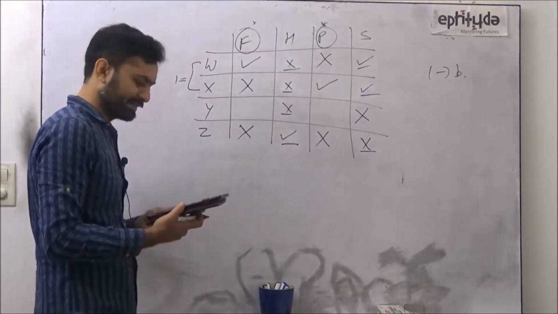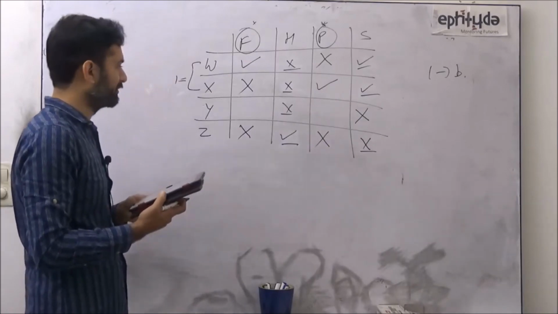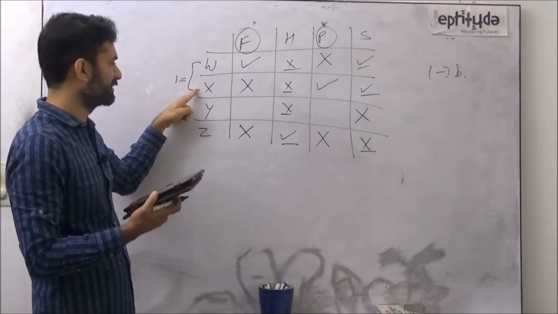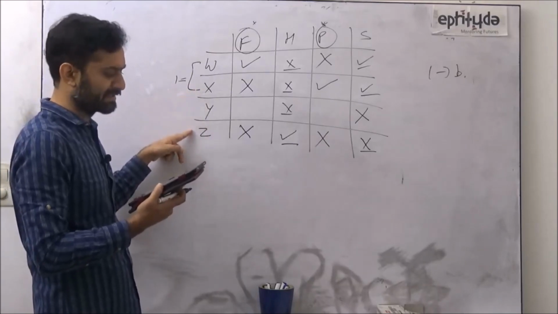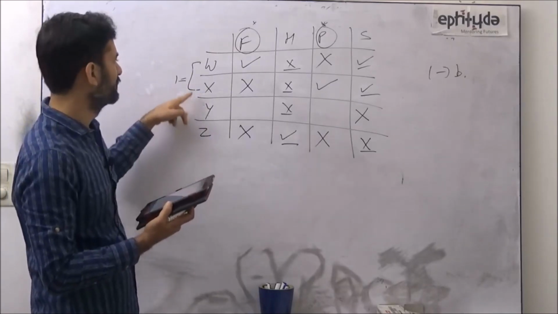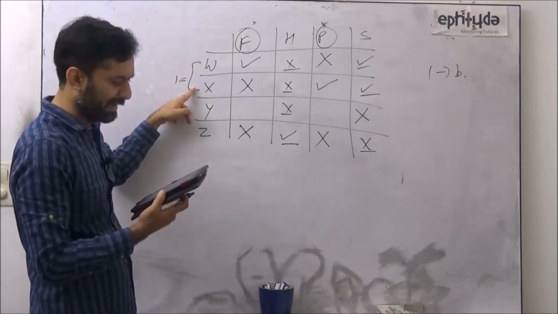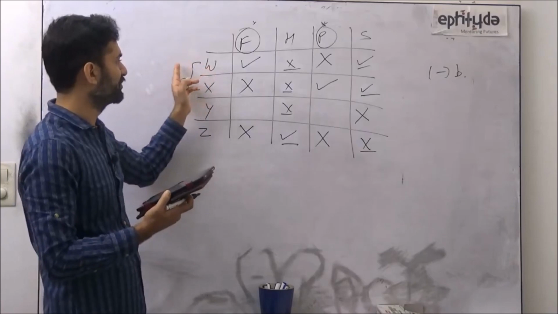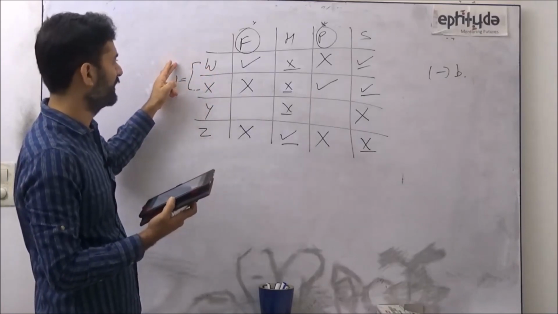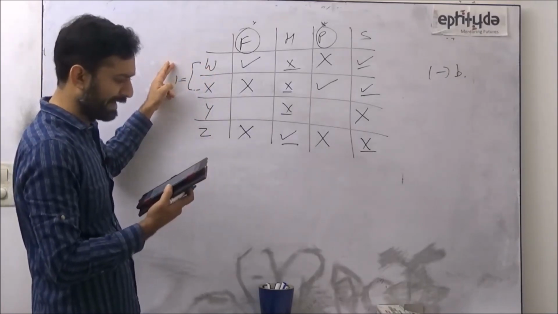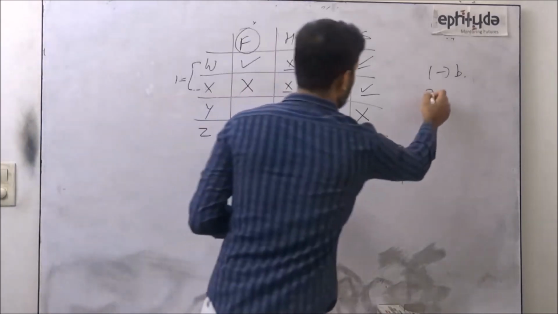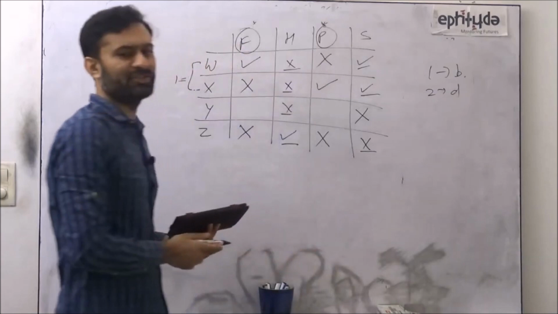Number second says, fatigue is a side effect of medicine X. No. Fatigue is a side effect of medicine Z. No. Headache is a side effect of medicine X. No. Palpitation is a side effect of W. No. Headaches are a side effect of Z. Yes. So second, I get my answer as D. I stop. I don't even check E.